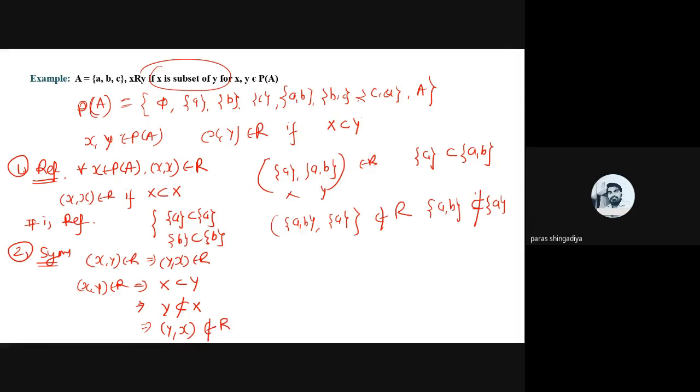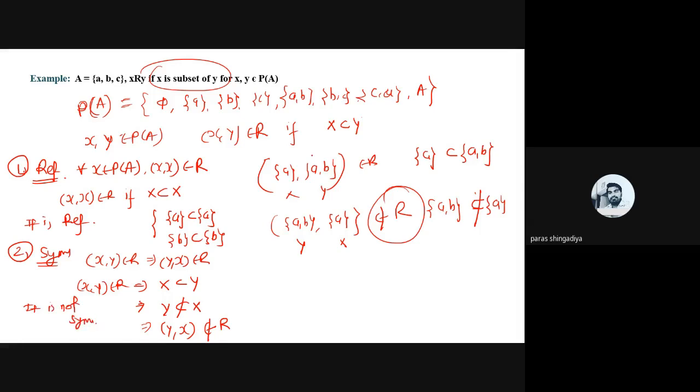Okay, and for a counter example you can consider this one. The singleton {a} comma {a, b} belongs to R here, means {a} is a subset of {a, b}. So now interchange x and y, so it will be {a, b} comma {a}. Check that {a, b} is a subset of {a}, that is not true. So therefore (y, x) does not belong to R, and therefore it is not a symmetric relation.